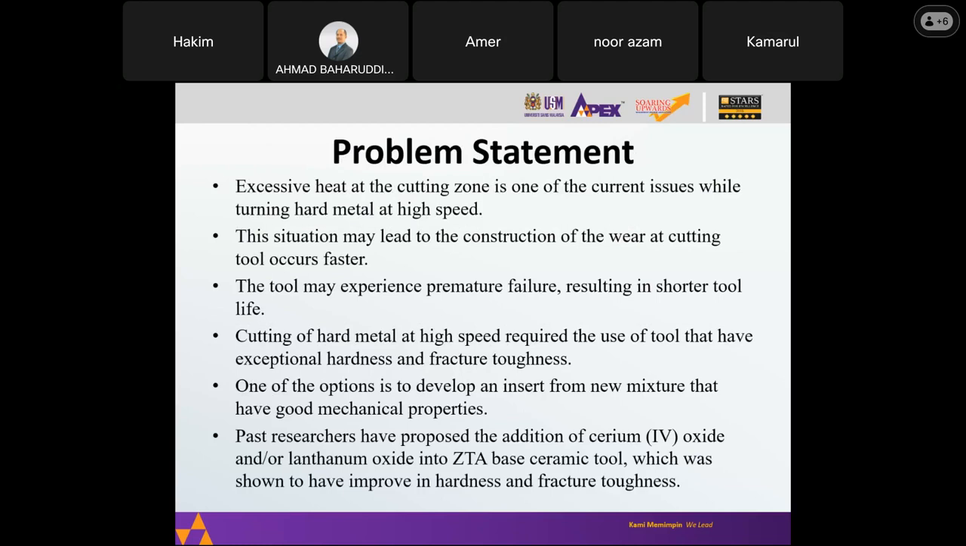The tool may experience premature failure, resulting in shorter tool life. Alright. Cutting tools for hard metal require the use of tools that have exceptional hardness and fracture toughness. One of the options is to develop an insert from a new material that has good mechanical properties. Past researchers have proposed the addition of cerium oxide and or lanthanum oxide into ZTA based ceramic tools, which shown improvement in hardness and fracture toughness.